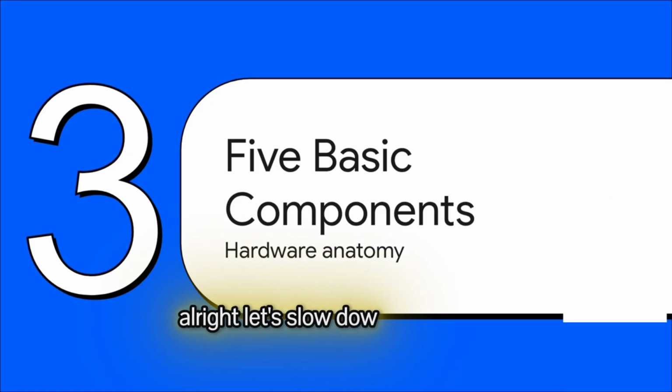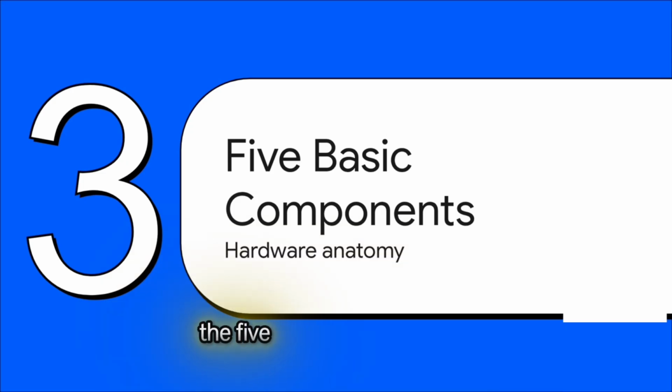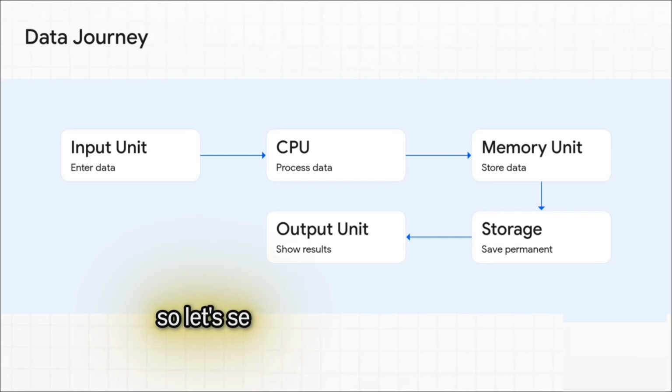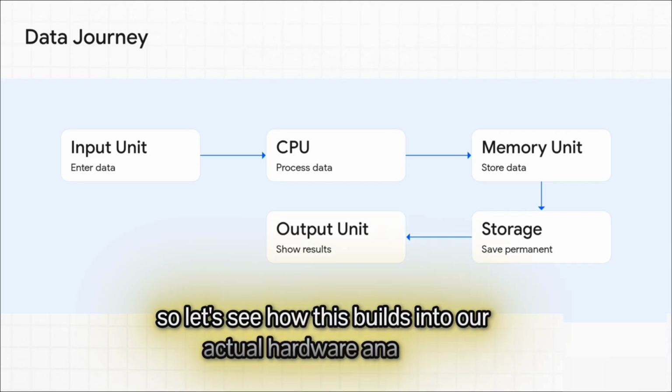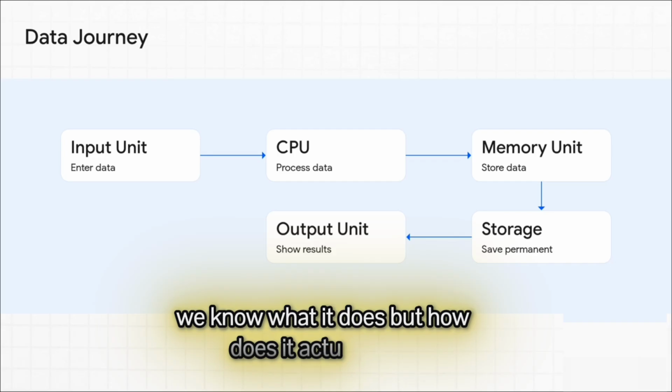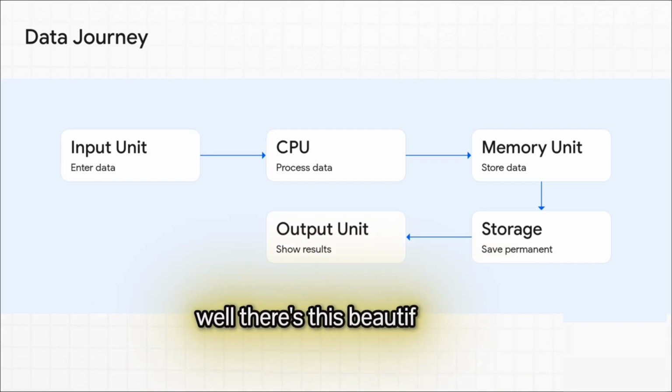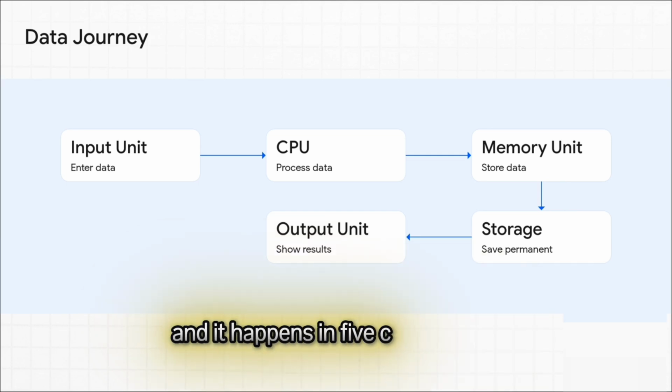All right, let's slow down a bit for section 3, the 5 basic components. So let's see how this builds into our actual hardware anatomy. We know what it does, but how does it actually do it? Well, there's this beautifully sequential linear journey for a single piece of data, and it happens in 5 core steps.